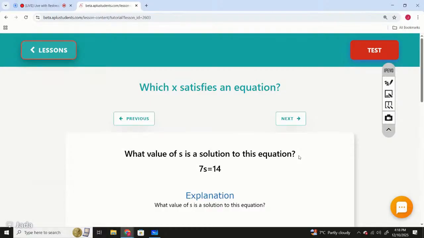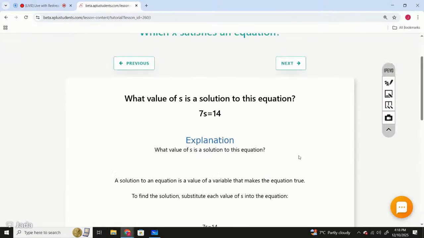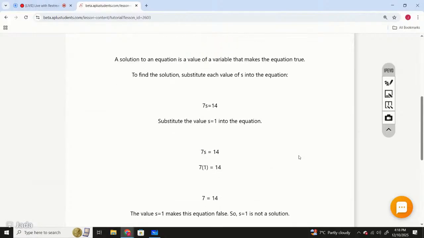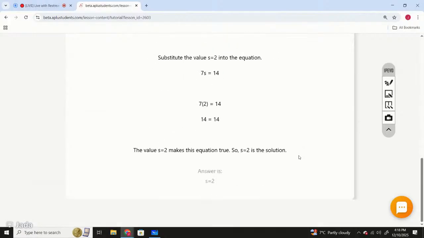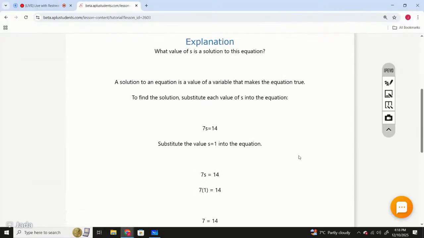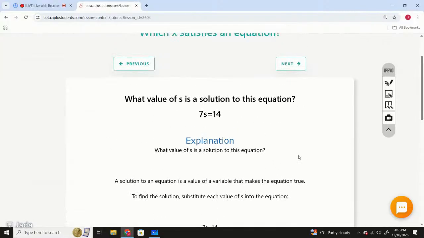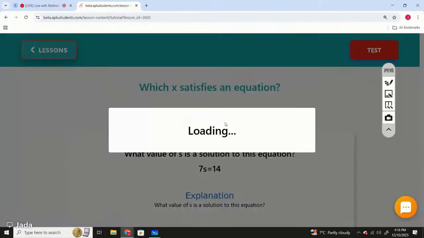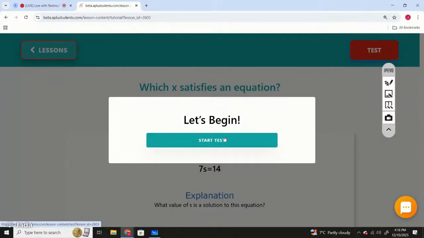Which x satisfies an equation? Let's start with the lesson. We need to find the value. What value of s is the solution to this equation? We have 7s equals 14. We need to find the value of s, right? I think we are given different values. Let's start with the test questions. We need to replace the variable with those values, and we need to see which value satisfies the equation, right?